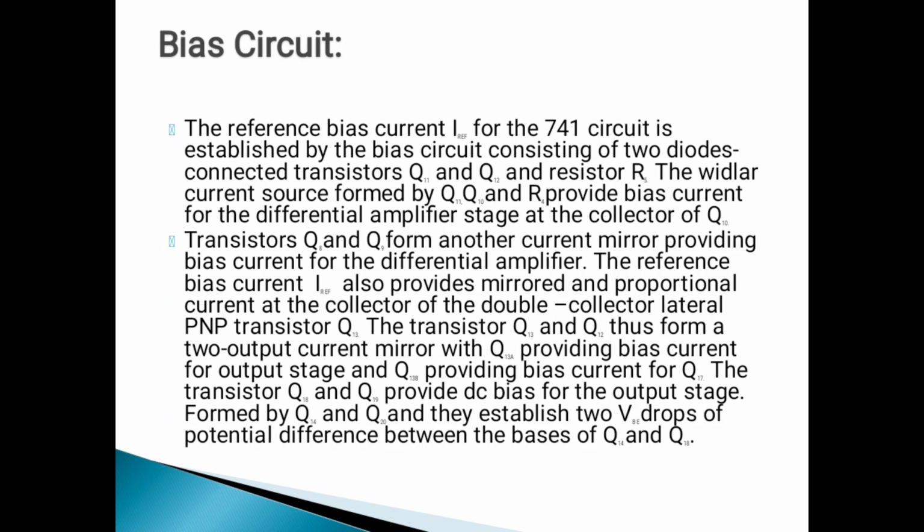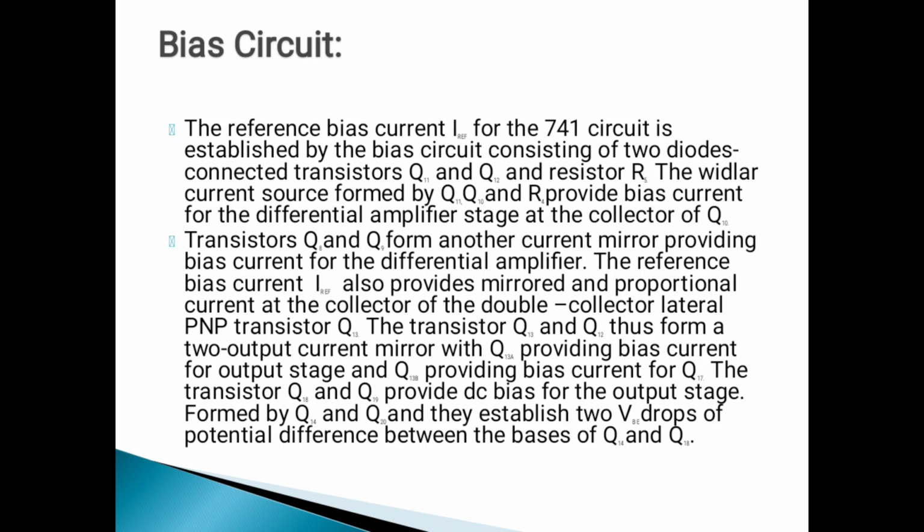What is the bias circuit? The reference bias current IREF for the 741 circuit is established by the bias circuit, which consists of two diode-connected transistors Q11 and Q12 and resistor R5. The current mirror formed by Q11 and Q10 with R4 provides bias current for the differential amplifier stage at the collector of Q10.